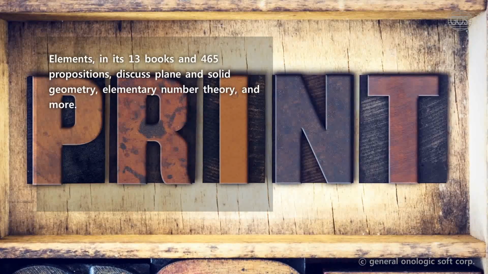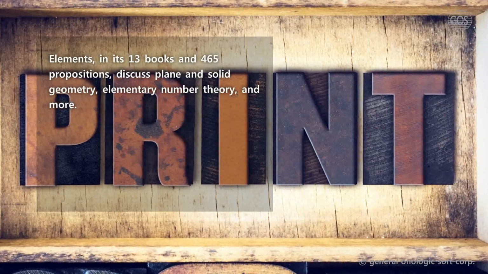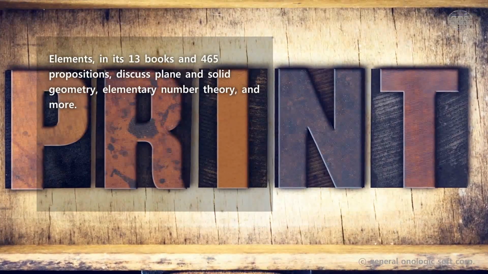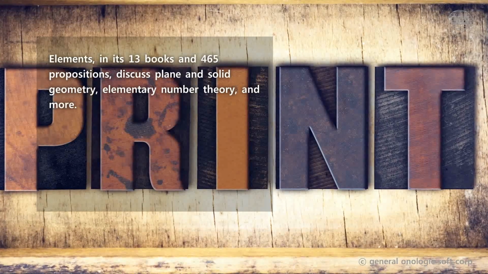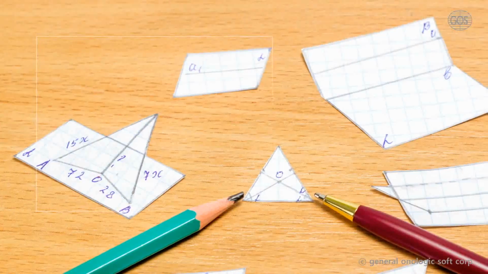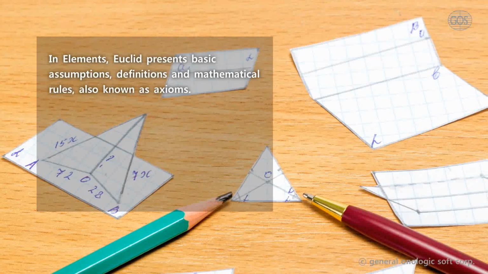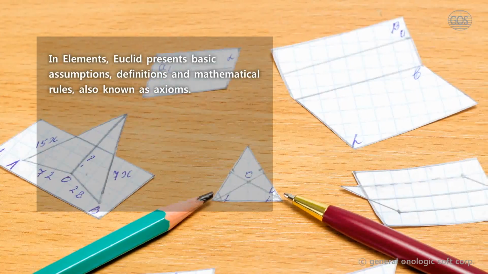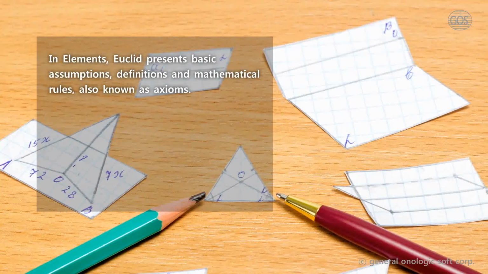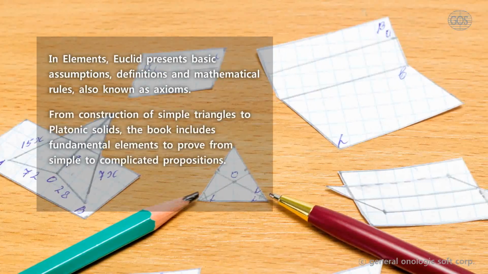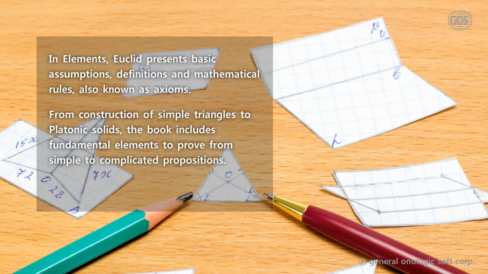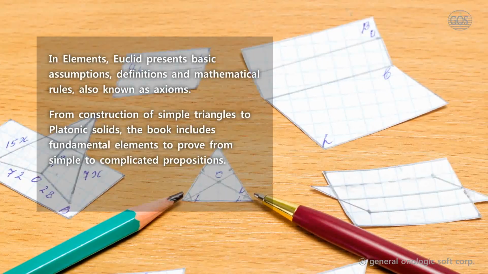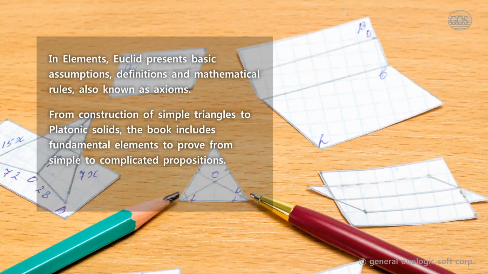Elements, in its 13 books and 465 propositions, discusses plane and solid geometry, elementary number theory, and more. In Elements, Euclid presents basic assumptions, definitions, and mathematical rules, also known as axioms. From construction of simple triangles to Platonic solids, the book includes fundamental elements to prove propositions from simple to complicated.